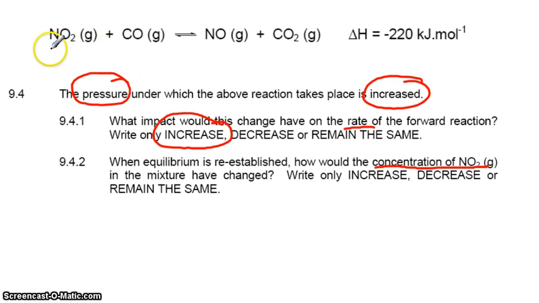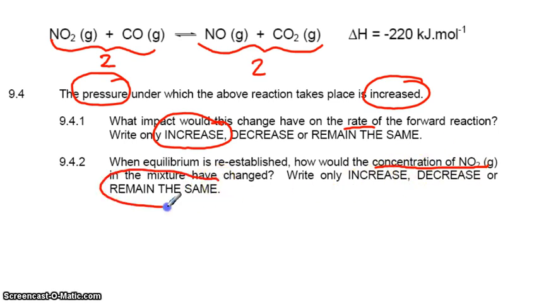If we have a look at this reaction on the left hand side over here, we have 1 mole of NO2 and 1 mole of CO, so we've got 2 gaseous moles on the left. And on the right, again, we have 1 mole of NO, 1 of CO2, so we've got 2 gaseous moles on the right. And so an increase in pressure then will have no impact on the equilibrium, which will mean that there'll be no change in concentration of NO2. It will simply remain the same.